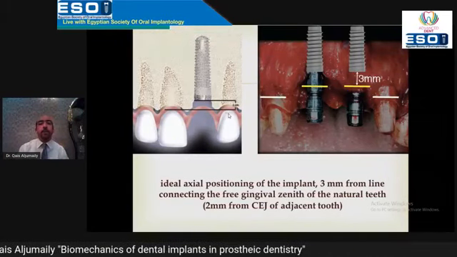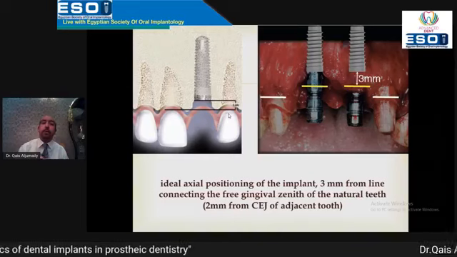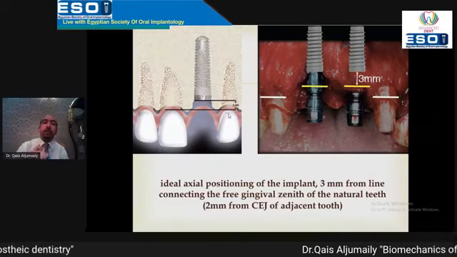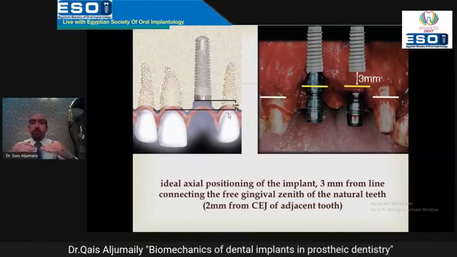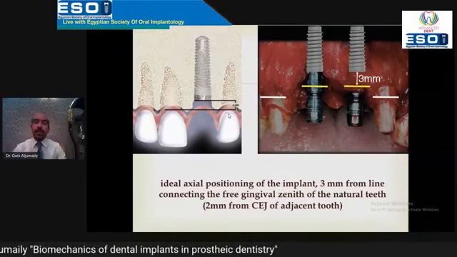There is another principle that says we can put the implant head 2 millimeters away from the line connecting the cemento-enamel junction of the adjacent teeth.